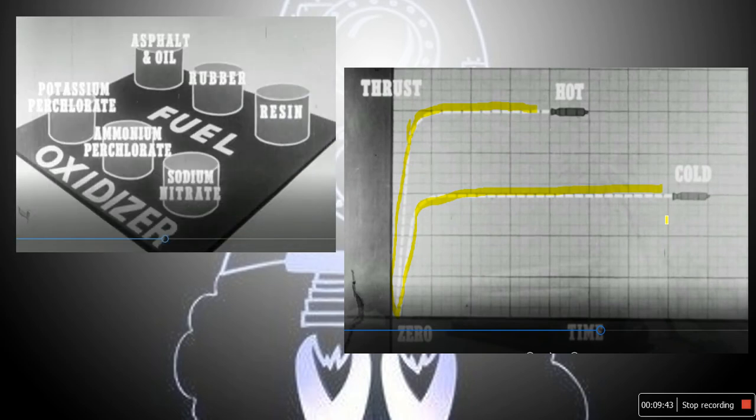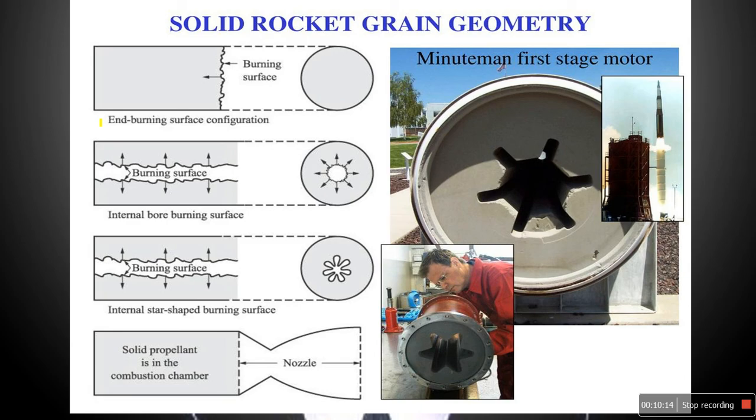Now, what is the propellant? I have said it is in granule form. What is the material? As fuel we use asphalt and oil, rubber, and resin. And as oxidizer, there is sodium nitrate, ammonium perchlorate, and potassium perchlorate. The combination of these is the propellant, that is the solid propellant. If you see the figure, the solid propellant is in granules, and the shape is a star shape.